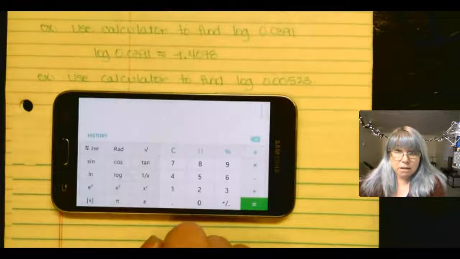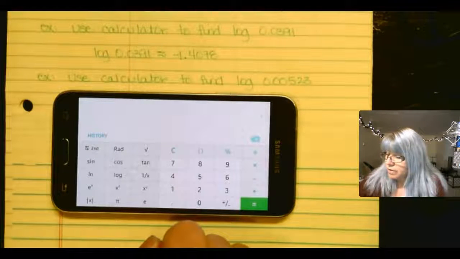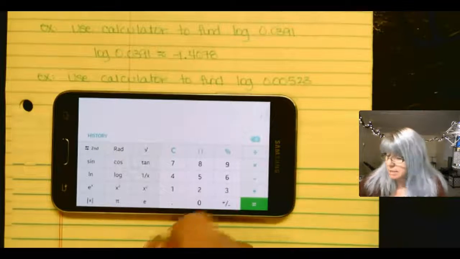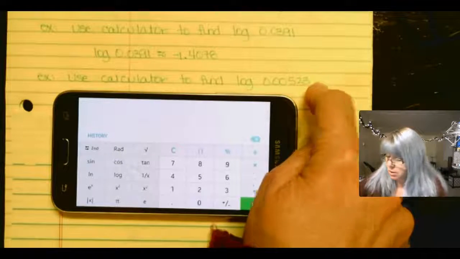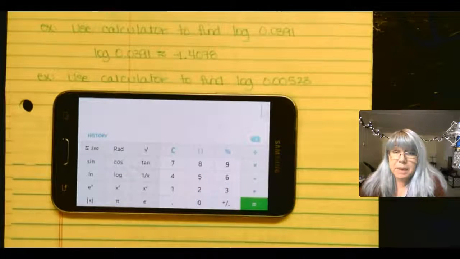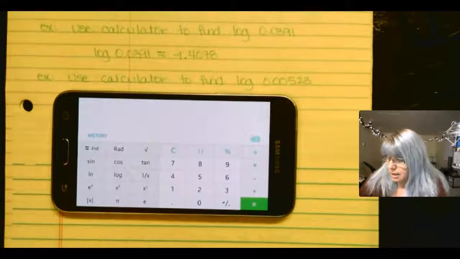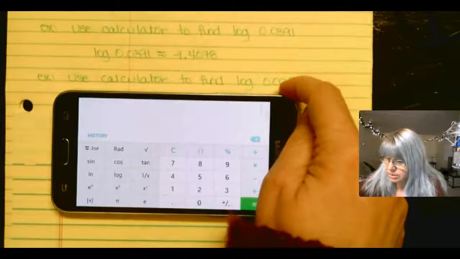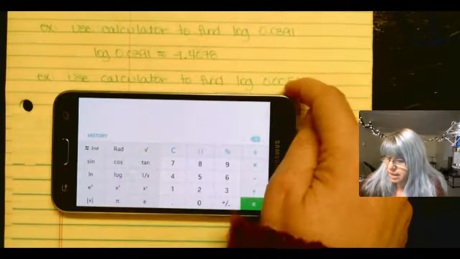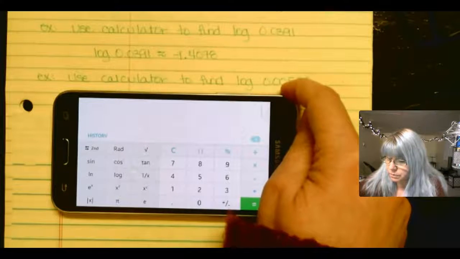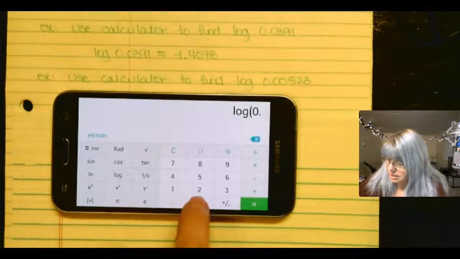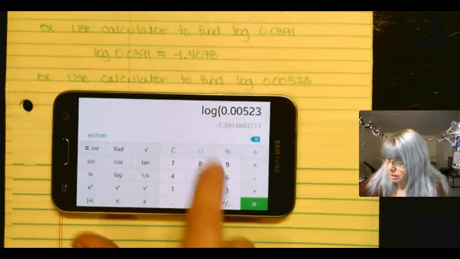All right, let's take the log of 0.00523. First of all, I know it's going to be negative. Why? Because I'm taking the log of a decimal. And I can anticipate what my characteristic is going to be. I have 2 zeros here before I hit any numbers. Therefore, it's going to be a -2. Let's see if I'm right. Log of 0.00523.